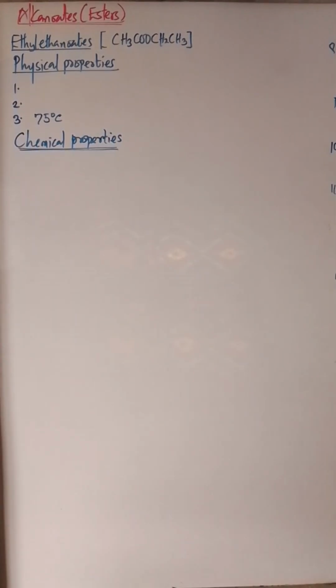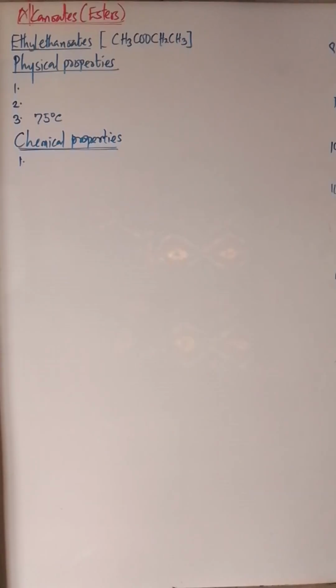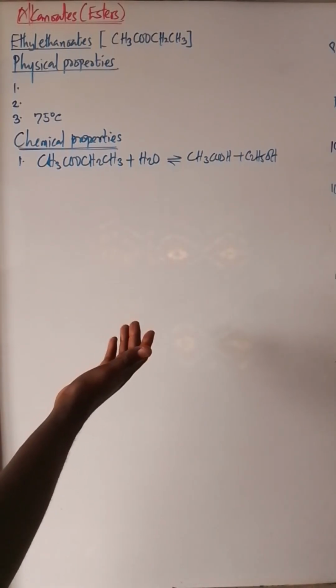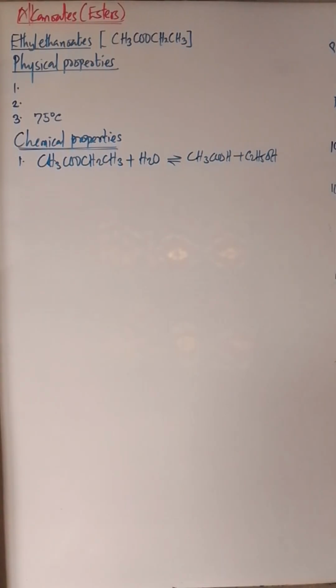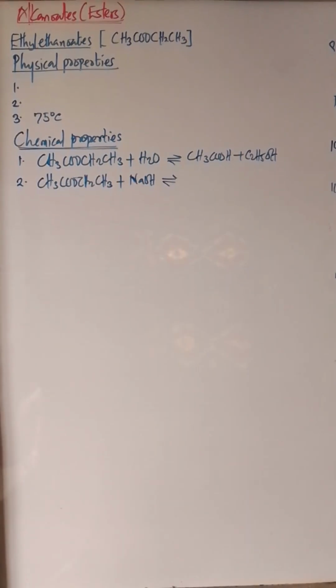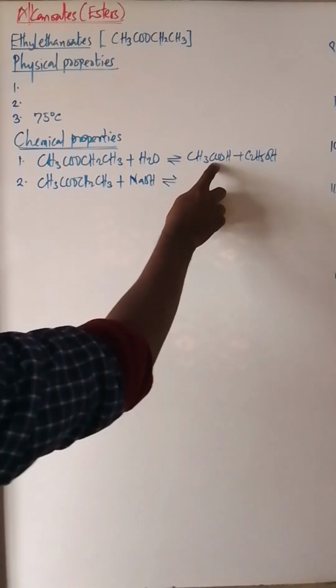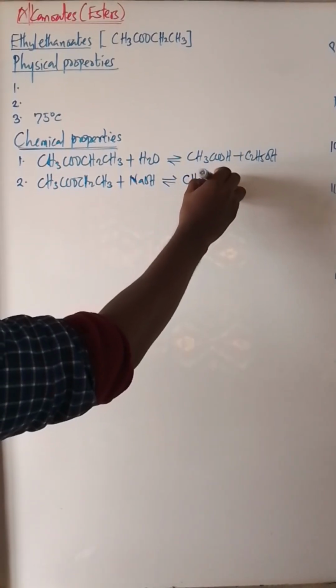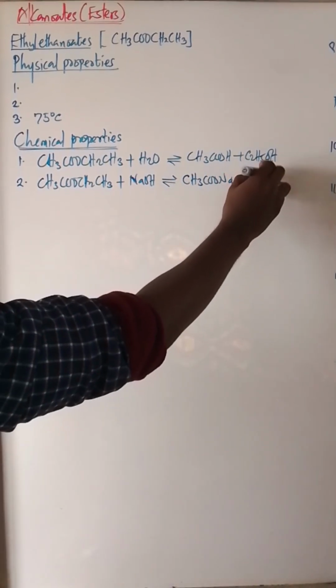Chemical property number 1, they can undergo hydrolysis, the opposite of esterification. Meaning ethyl ethanoate can react with water to give back ethanoic acid and ethanol. Although this is a very slow process, in the presence of what? Acid or base. So in alkaline medium or in acidic medium, it can proceed faster. Secondly, if alkali is used, you get the salt of the alkali instead of the acid. So we have CH3COONa in this case plus ethanol.